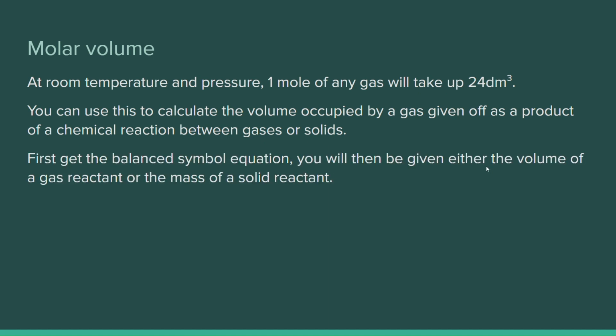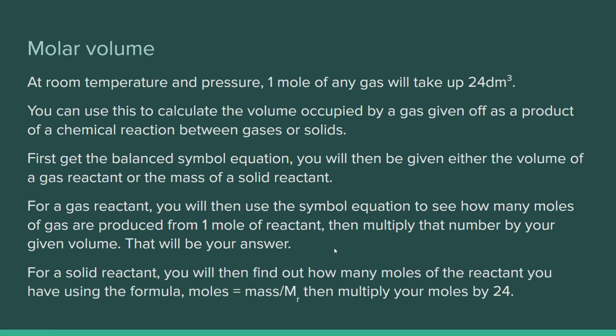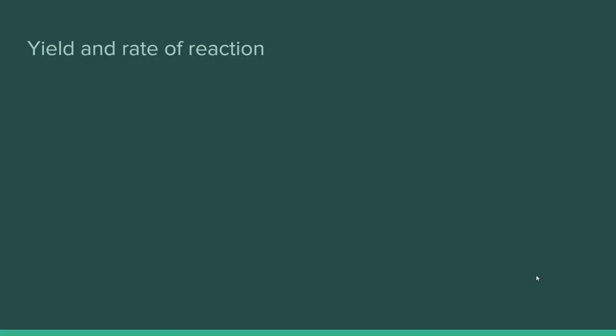So first you get the balanced symbol equation, and you'll be given either the volume of a gas reactant or the mass of a solid reactant, so the method is slightly different for them. For a gas reactant, it's a bit simple. You can just use the symbol equation to see how many moles of gas are produced for 1 mole of reactant, then multiply that number by your given volume. It's kind of like stoichiometry, and that'll be your answer. For a solid reactant, you'll find out how many moles of the reactant you have using the formula moles equals mass over Mr, then multiply your moles by 24, and that will be your answer.